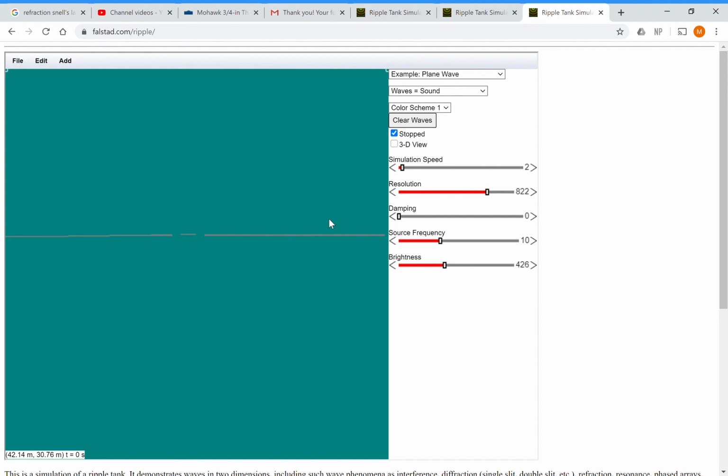So that device is a laser, okay? Laser stands for light amplification by stimulated emission of radiation. It's an acronym, right? So that's what a laser is.